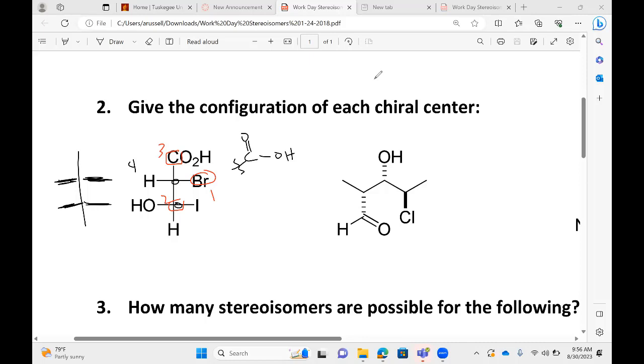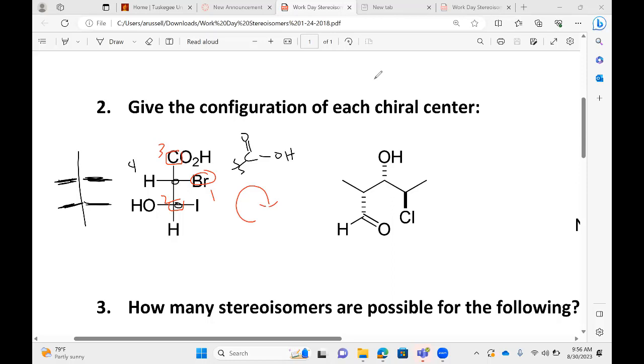Is that clockwise or counterclockwise? If I count it 1 to 3, counterclockwise. Oh, is it? Oh wait, no, that's clockwise. Yeah, that's clockwise. My bad. I was just happy that somebody said it. All right. So it's clockwise.